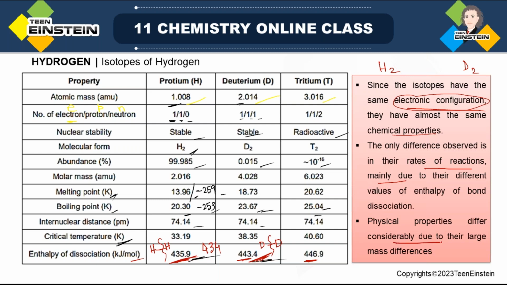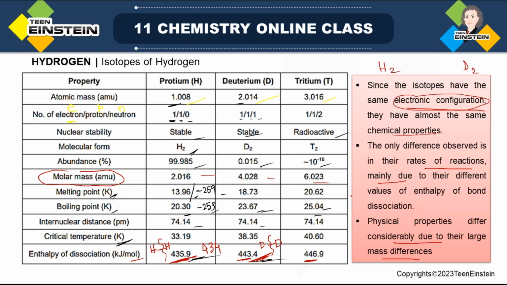Physical properties differ considerably due to their large mass difference. So not only the enthalpy of dissociation, but also some physical properties are highly dependent on molar mass. When molar mass increases, boiling point and melting point also increase, which you can see from this table. As their neutron number is different, molar mass will also be different. So this is 2, 4, 6. It is increasing from H to D to T.